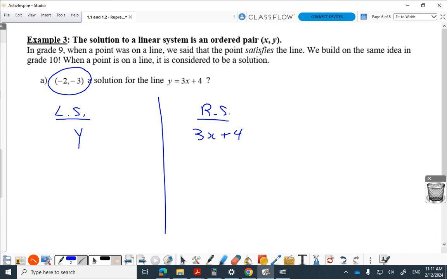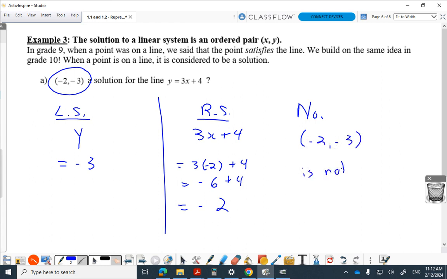So what's the y value? -3, put that in. What's the x value? So I put 3 times -2 plus 4, -6 plus 4, -2. Did I get the same thing? No. (-2, -3) is not a solution.